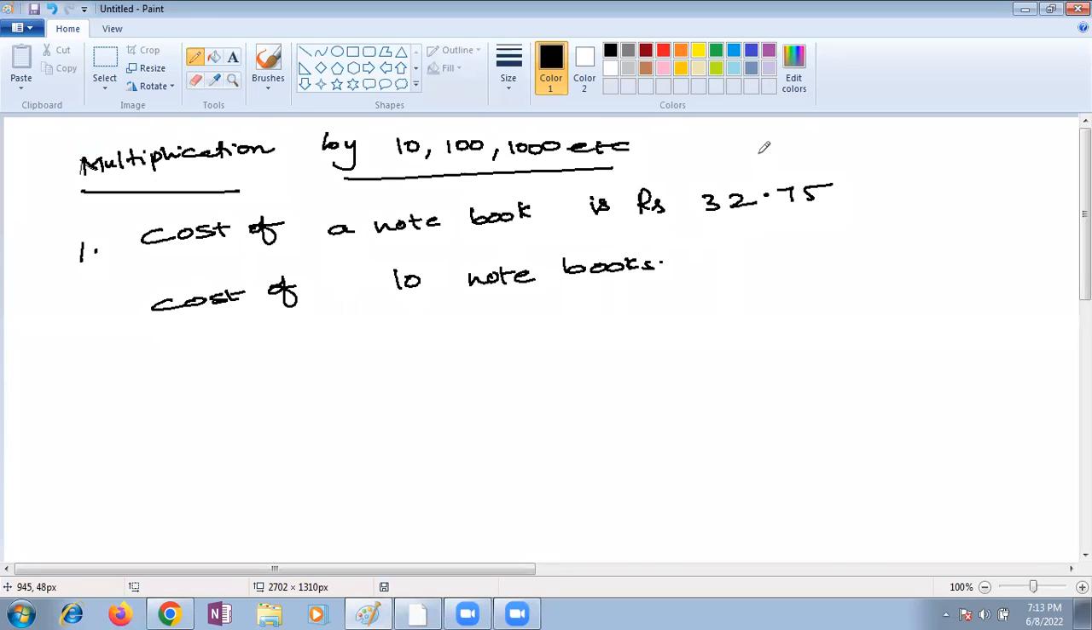Very good. Decimal in multiplication with 10. Anyway, we know that a single notebook is given. You need to find a multiple. So you need to do multiplication. So 32.75 multiplied with 10. A decimal number multiplied with 10 means the decimal jumps towards the right side by one place.